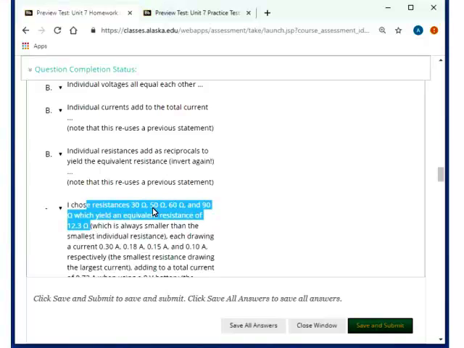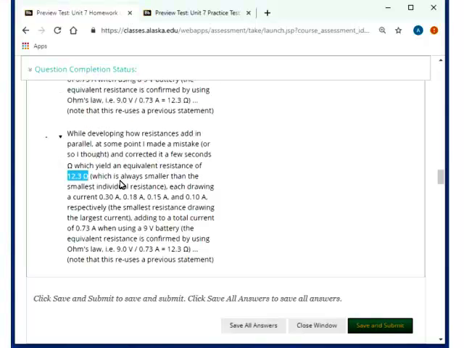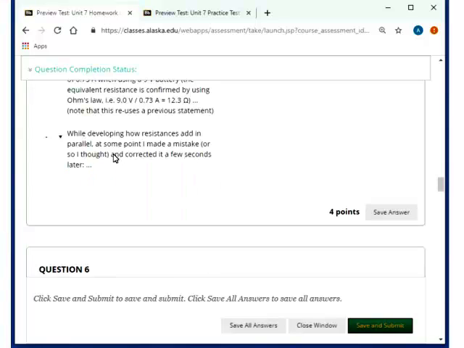So if you add 1 over 30 plus 1 over 50 plus 1 over 60 plus 1 over 90, then you come up with something in the neighborhood of 0.08 something. You invert it again, and you come up with an equivalent resistance of 12.3 ohms. So that again is a purely parallel circuit.